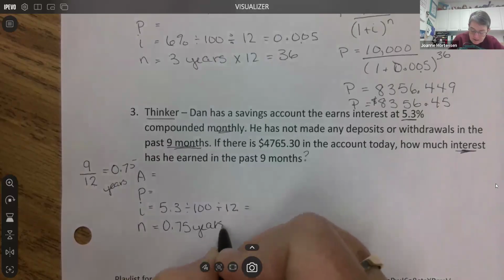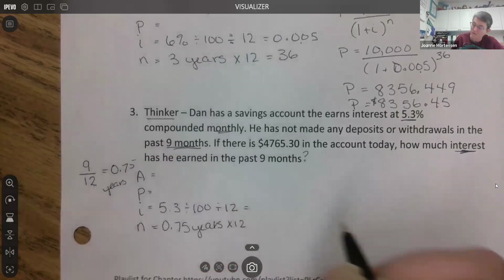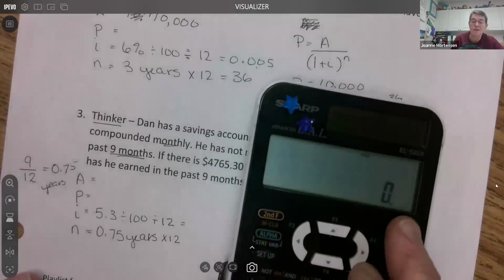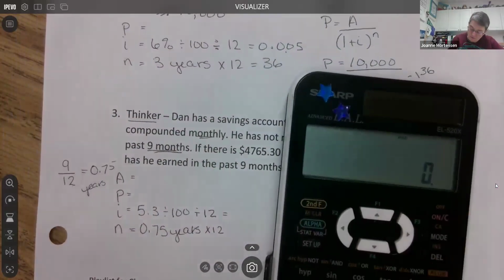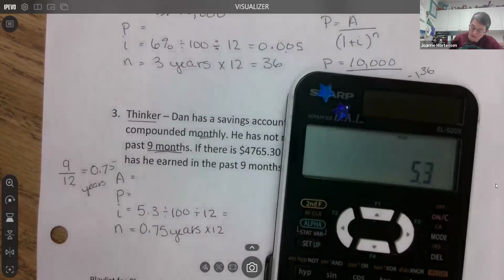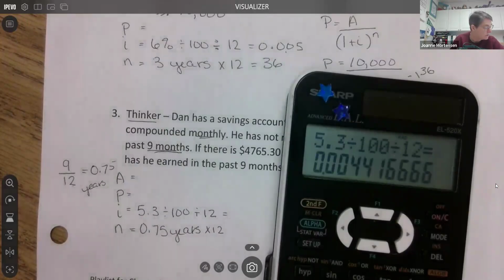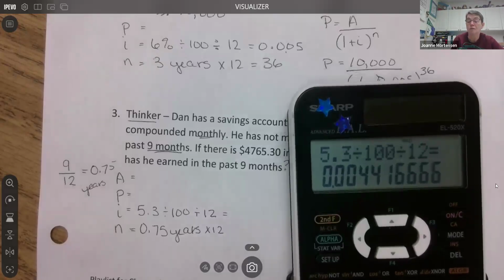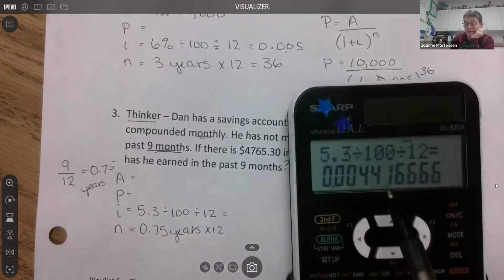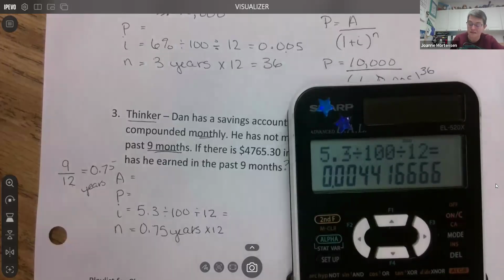Oops. Times 12. I think something silly is going to happen here, but let's try. Whoops. I keep moving stuff. 5.3 divided by 100 divided by 12. Ouch. Well, clearly this is an evil question, but we're going to do it anyway. In case you're wondering, every single other question I've done, I've always made these so that they're nice numbers and they're not repeating decimals. So here's the evil one.